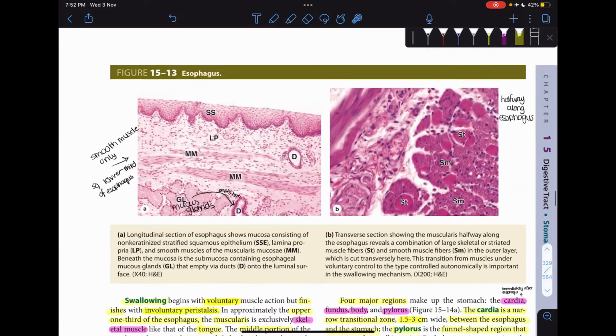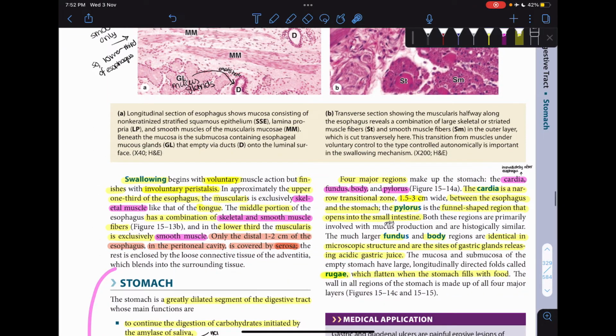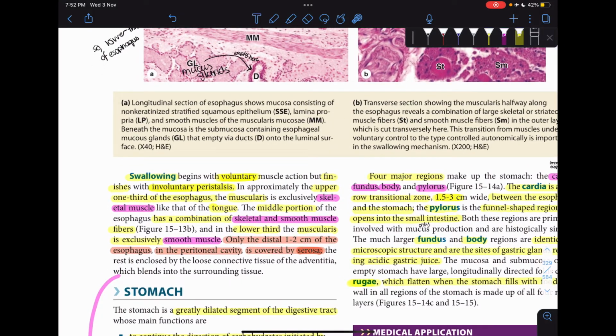Okay, so the swallowing begins voluntarily and ends involuntarily in the esophagus. Approximately the upper 1/3 of the esophagus في عنا skeletal muscle in the muscularis. بعدين the middle portion of the esophagus في skeletal and smooth muscle fibers, so a combination of skeletal and smooth. And finally towards the lower third في عنا smooth muscle.